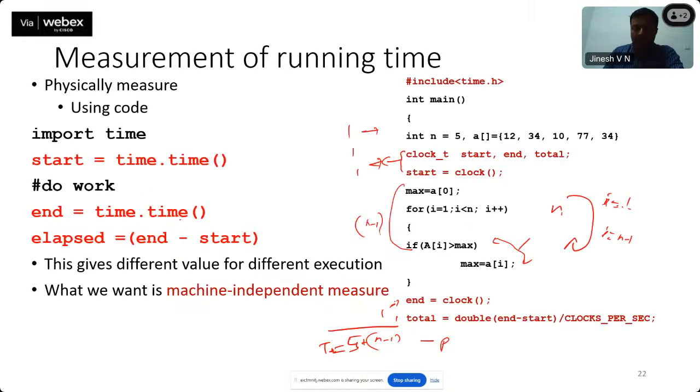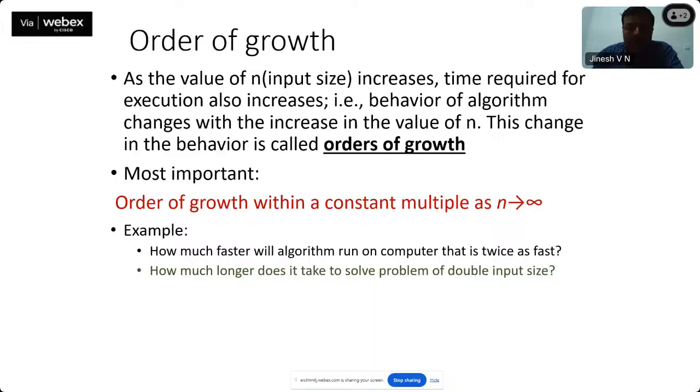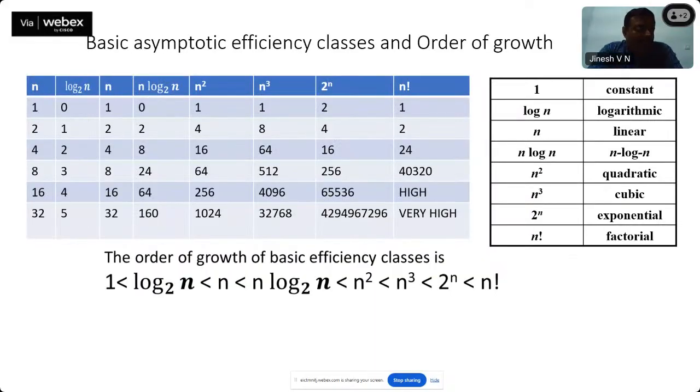In this case, the maximum execution time will be n. That again we'll see. Suppose, what are the polynomials you are getting?